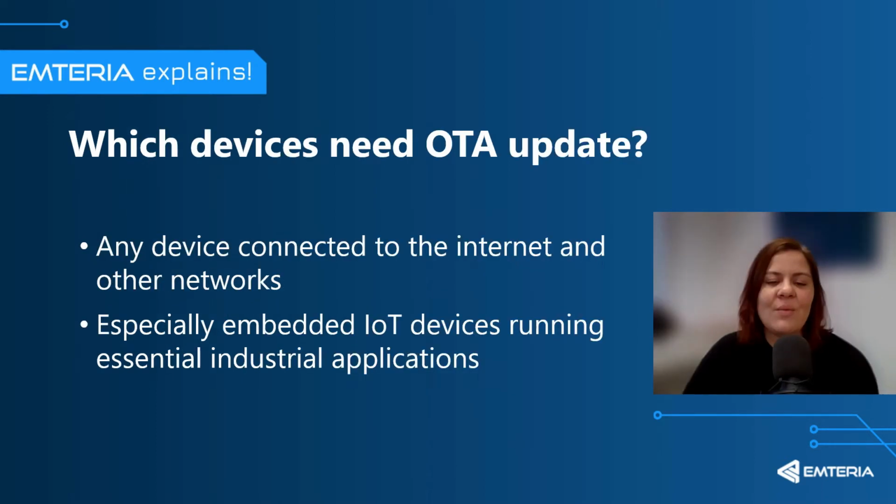your device. One question you might ask is which devices need OTA updates? So OTA updates should be used basically for any device connected to the internet and also other networks. So they are important to make sure that those devices are not failing or can be hacked. And this is especially important in the context of the growing number of embedded IoT devices because they are running essential industrial applications, and it's really important to make sure that those are secure and running stable.